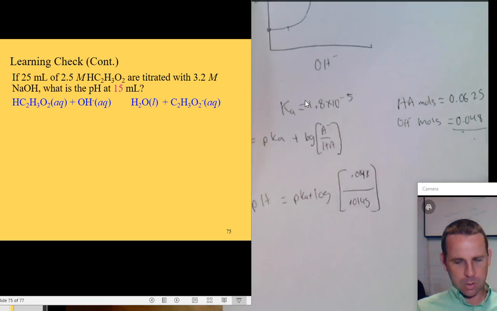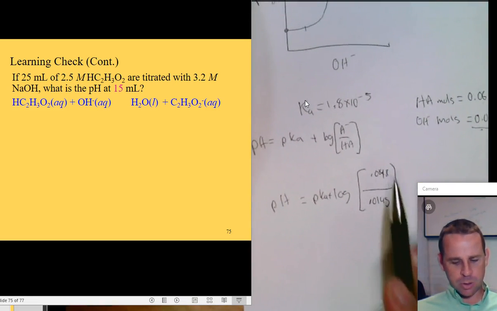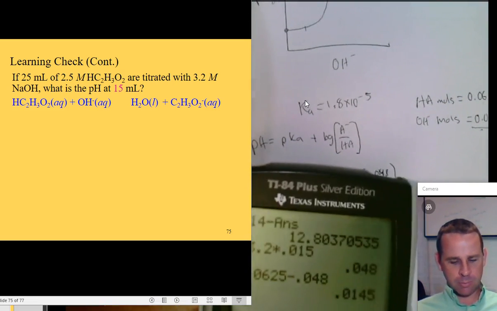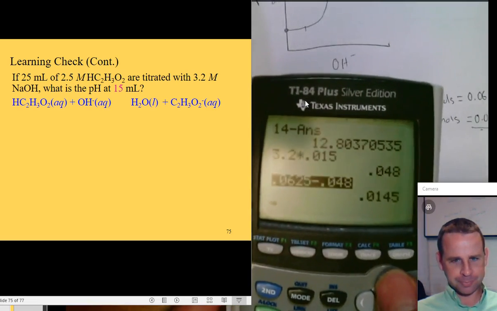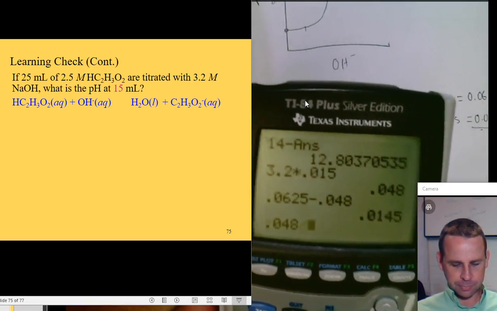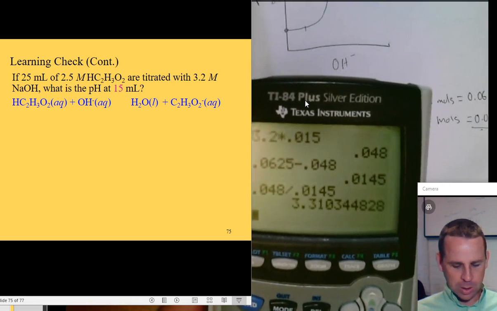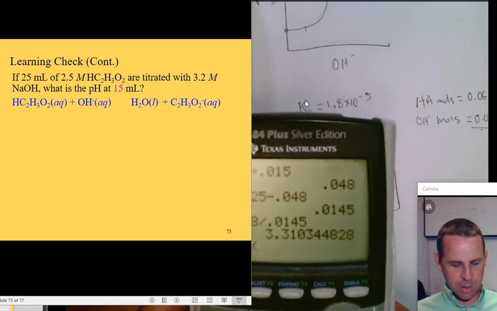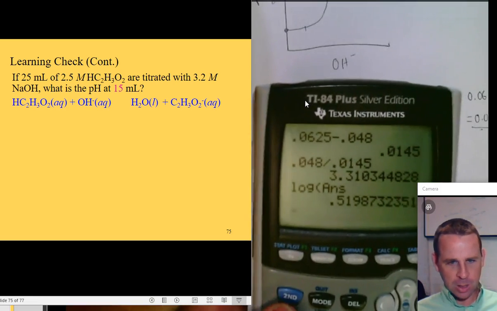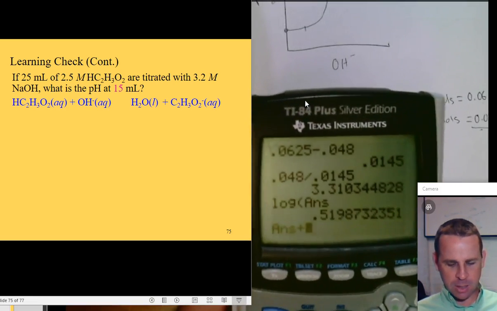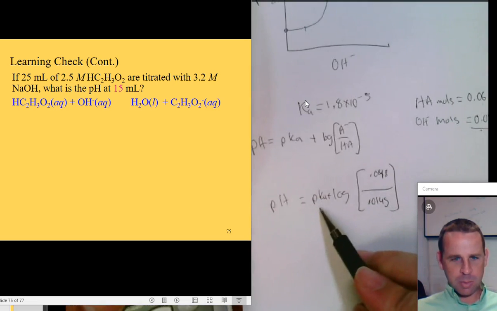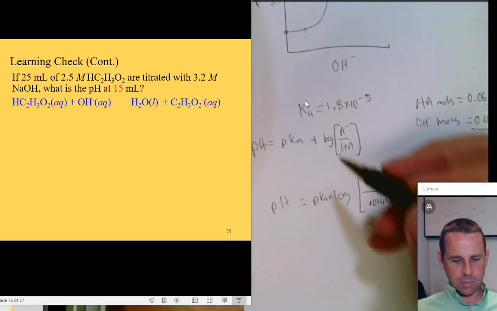0.0145. All right, so then the 0.048 divided by the 0.0145, that's my ratio, the log of that ratio. That's my value that I'm going to add to the pKa. Now, what's the pKa for this acid? Well, this is the Ka.